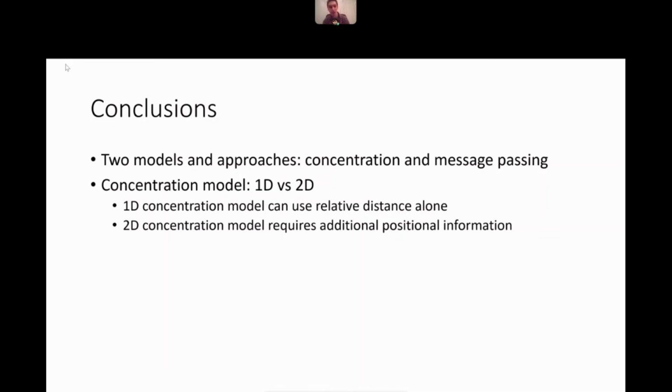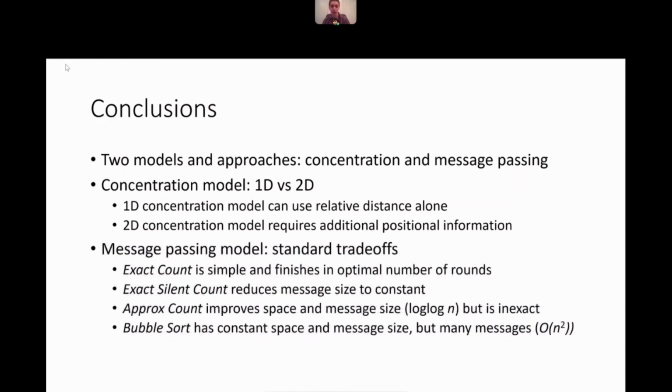In the message passing model, we had some trade-offs between all these algorithms. We had a simple one that finished in an optimal number of rounds. We had the silent count algorithm that reduced the message size. We had an approximate algorithm that improves both space and message size, but didn't exactly compute the French flag. And we had bubble sort, which had constant space and message size, but many messages.